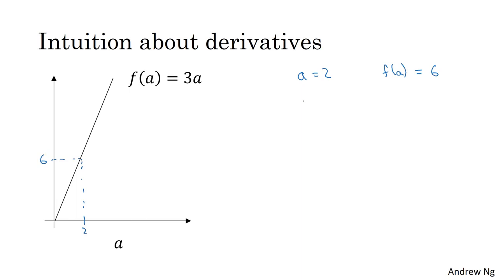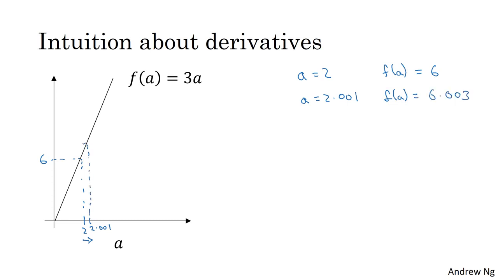Let's say we give the value of a just a little bit of a nudge. I'm going to bump it up a little bit, so that it is now 2.001, right? So I'm going to give a a tiny little nudge to the right. So now it is, let's say, 2.001. And this plot isn't to scale. The 0.001 difference is too small to show in this plot. Just a little nudge to the right. Now f of a is equal to 3 times that, so 6.003.